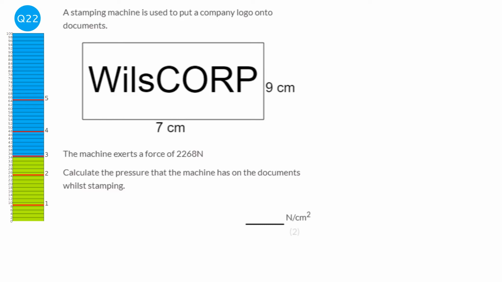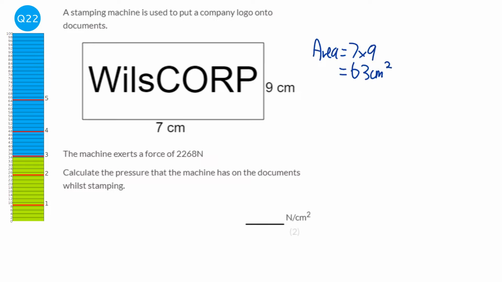To find the pressure, we need the area and the force. And we're given the force in the question, and so all we need to do is find out what the area is, which will be the 7 times the 9, which will be 63 centimeters squared.